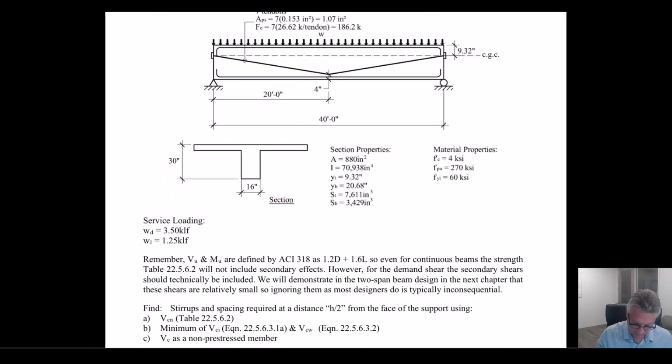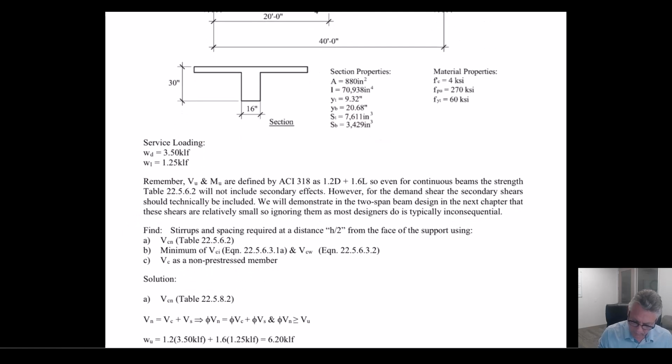Okay. I've given you service loading. We're going to multiply that by 1.2 dead, 1.6 live. We will not include secondary effects, which there wouldn't be any on a simply supported beam anyway.